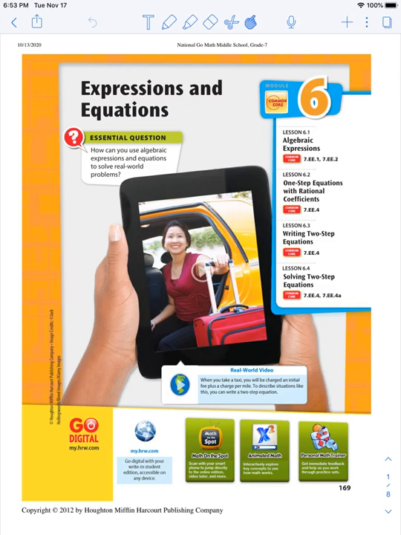Hello, 7th graders, and welcome to Chapter 6 on expressions and equations. In 6.1, we're going to work on adding and subtracting expressions, as well as factoring and distributing.